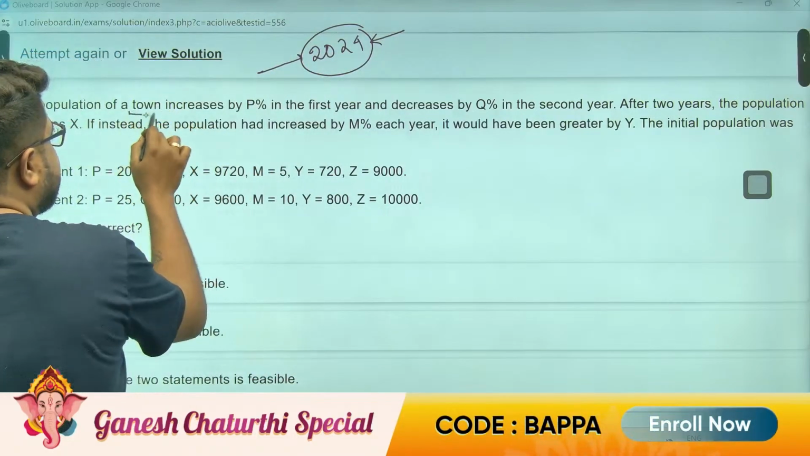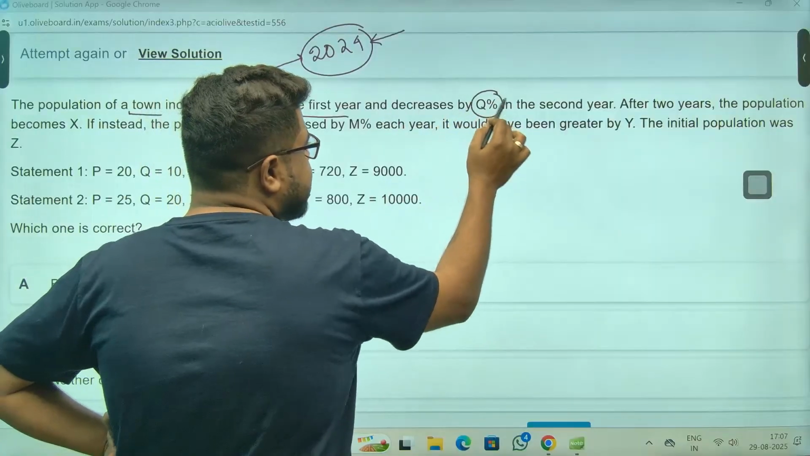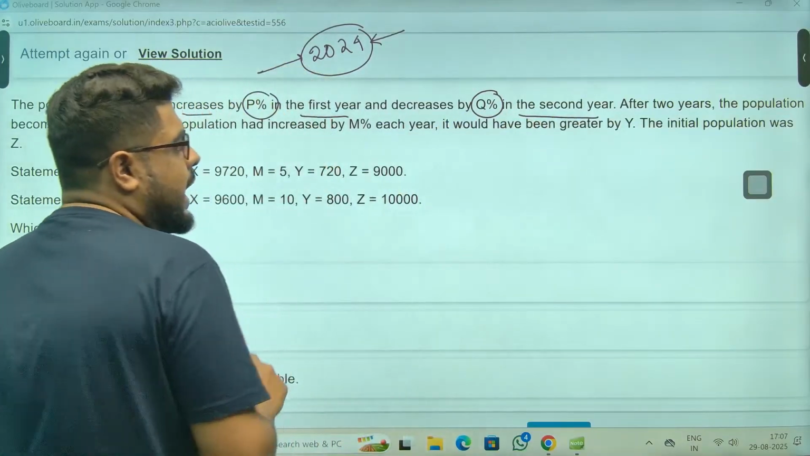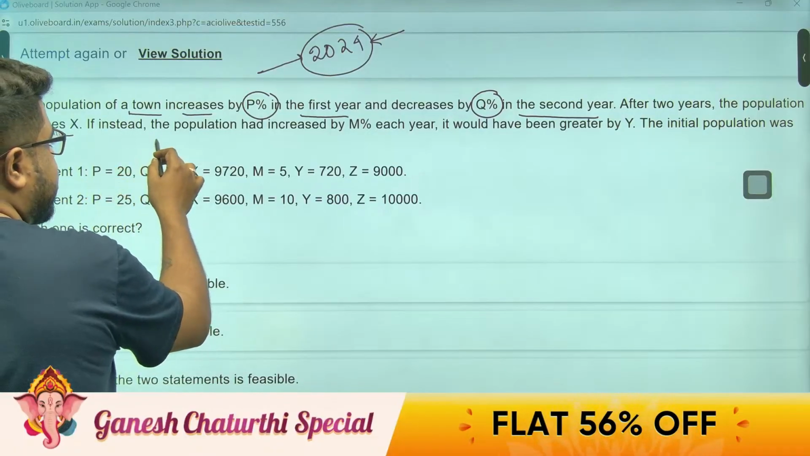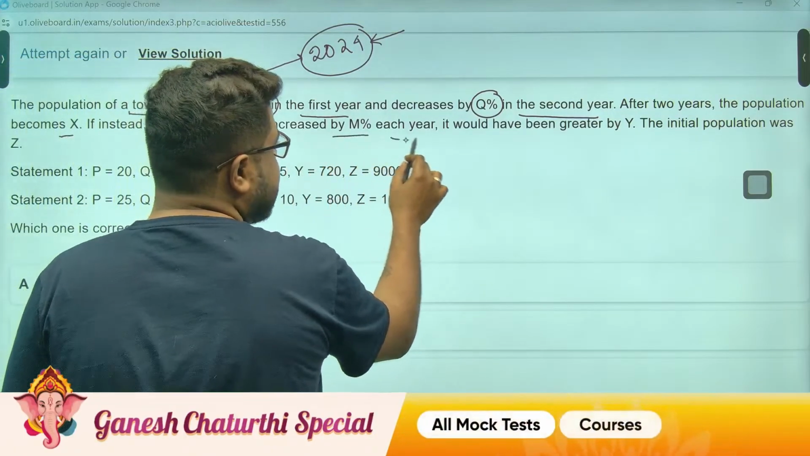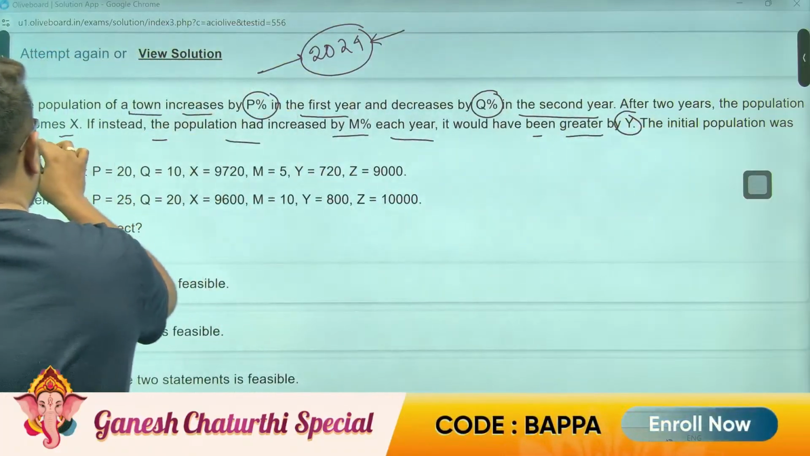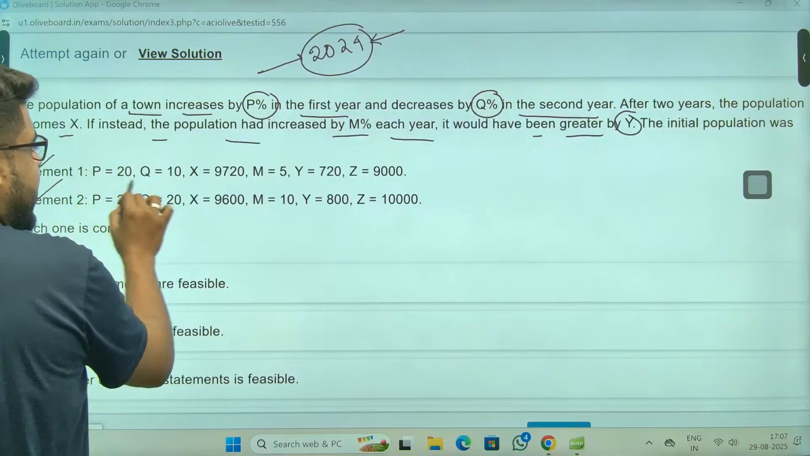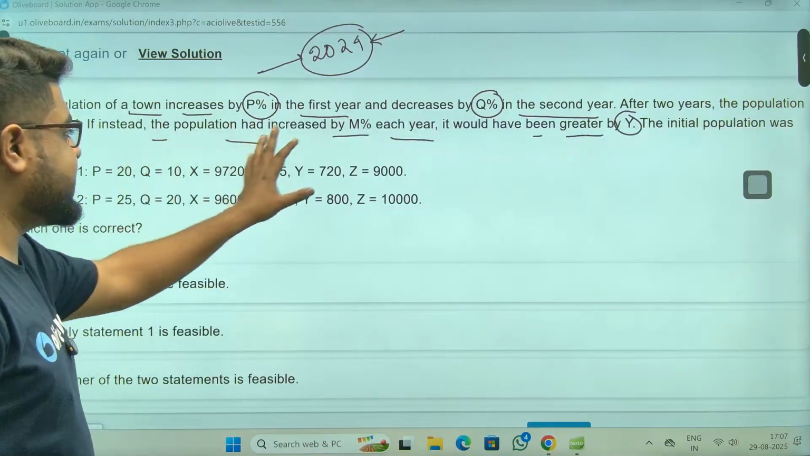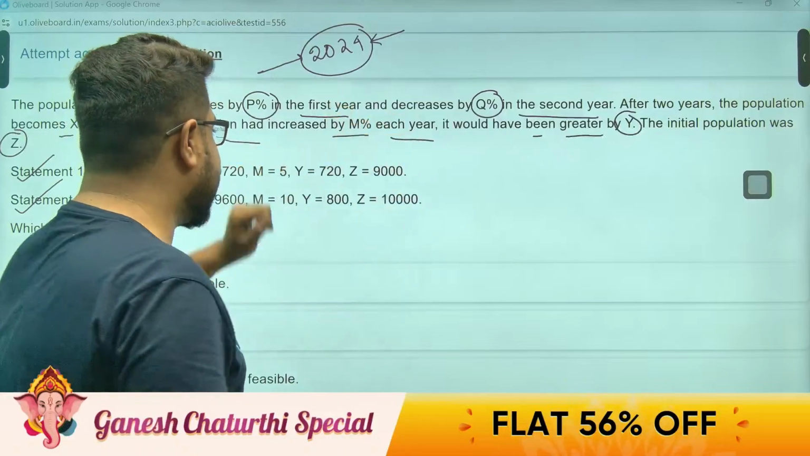The population of the town increased by P% in the first year, then decreased by Q% in the second year. After 2 years, the population becomes X. Instead, if the population had increased by M% each year, it would have been greater by Y. The initial population was Z. In statements 1 and 2, they have given you values for P, Q, X, M, Y, and Z, every value, just to confuse you. Let's start.